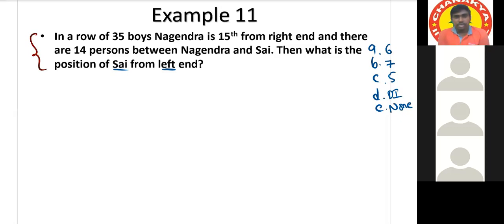Just tell me here, there are 14 persons between Nagendra and Sai. That information is given. We'll get one possibility or two possibilities? Sir, we'll only get one possible arrangement. Only one, sir. Only one. Why only one?